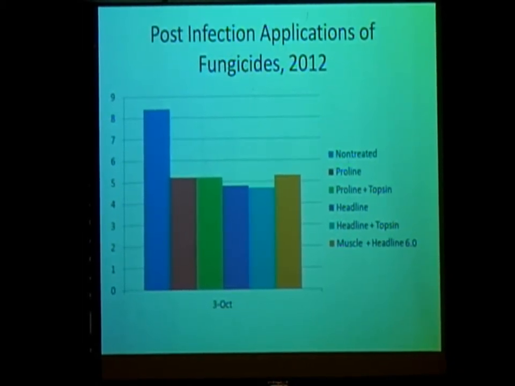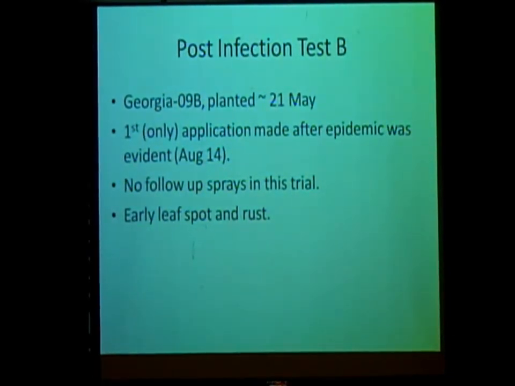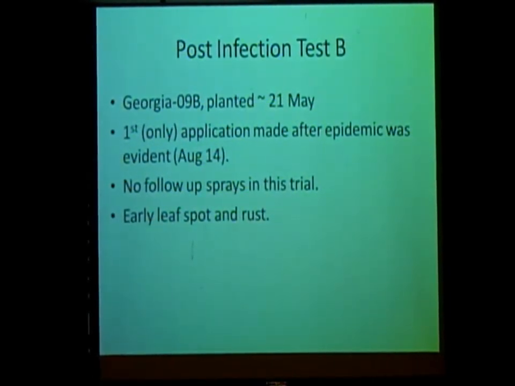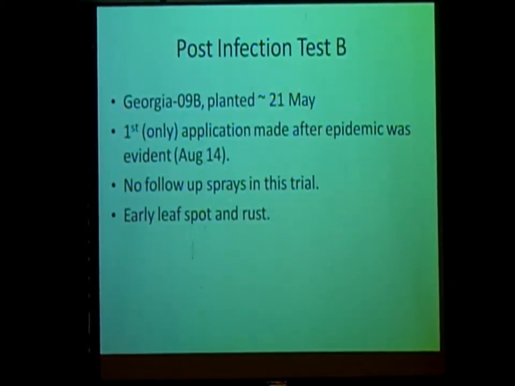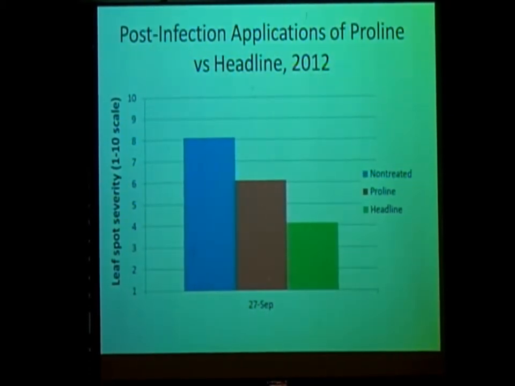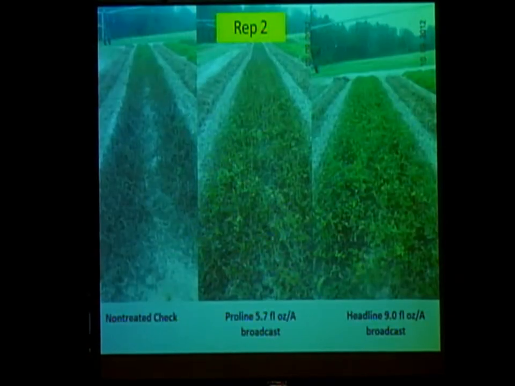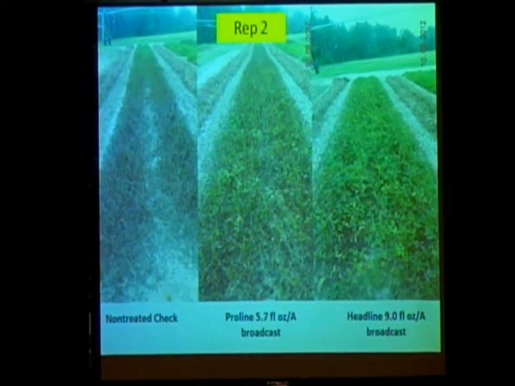So I think any of those would have potential to improve our leaf spot control compared to just a straight chlorothalonil type application. A similar one: same variety, late application, and no follow-up sprays. This one, we're just comparing Proline and Headline. In this case, with an even heavier pressure, there was an advantage of Headline over the Proline for leaf spot control. But this was at the end of the season. The non-treated check was basically dead.